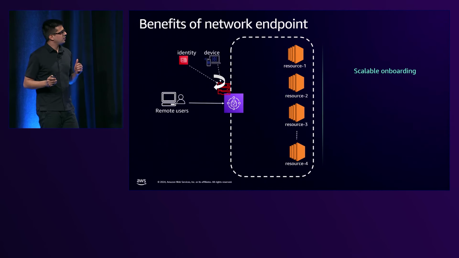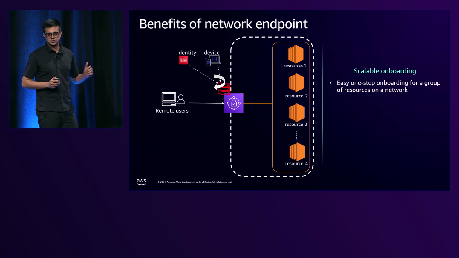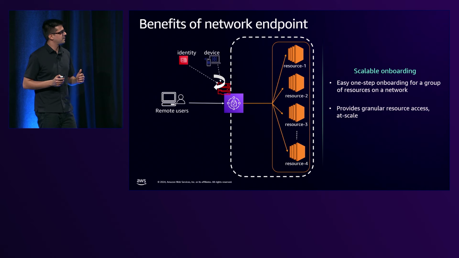Further, you can onboard a group of resources on a network by defining the network. Verified Access will continuously monitor that network and ensure that if any new resource is spun up in that, it will enable connectivity to it.